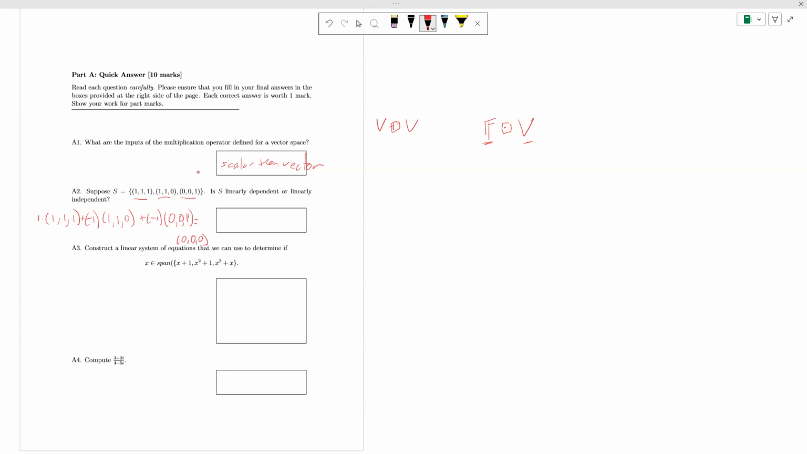which means we have a linear combination. So we have vectors times scalars that give us 0, where our scalars are not all 0. So in this case, every one of them is not 0. So we are linearly dependent.